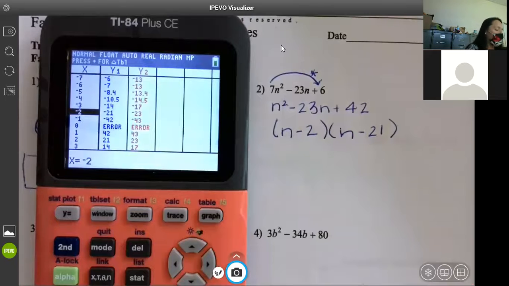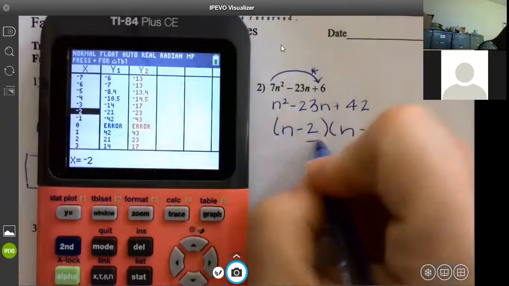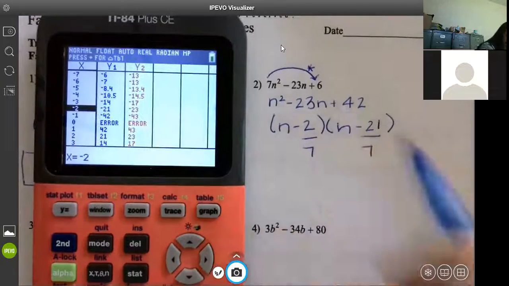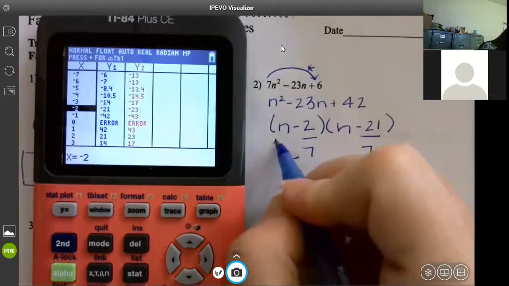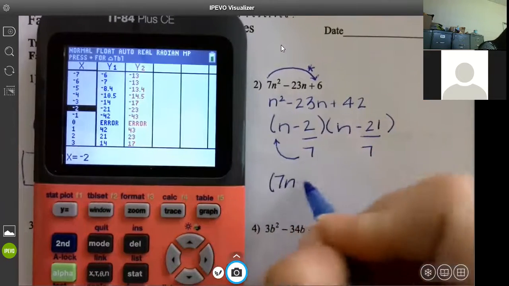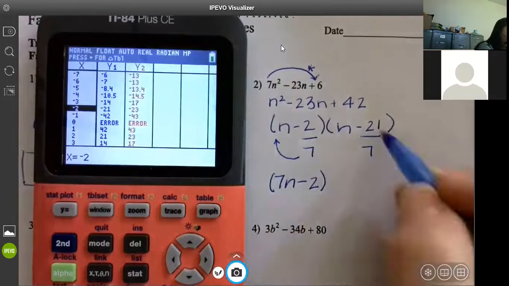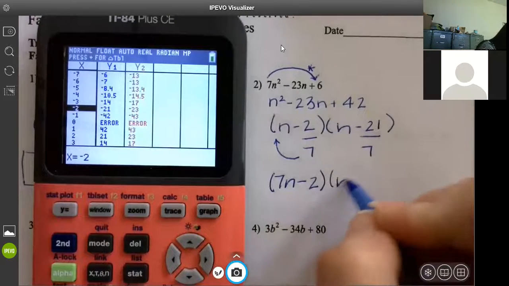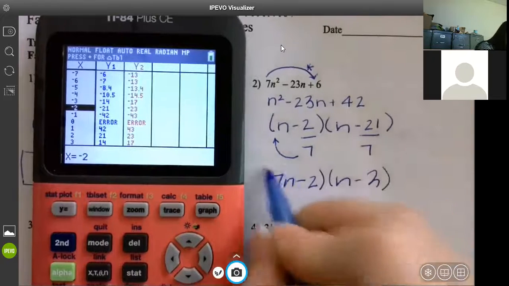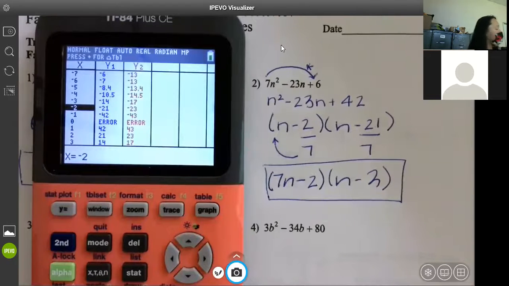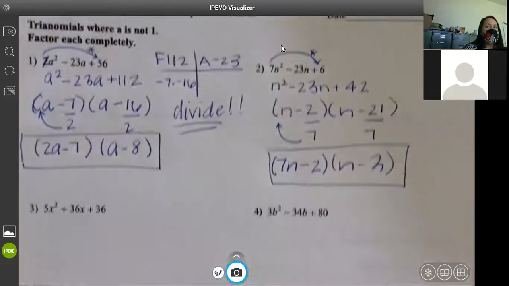Last step, what do we got to remember to do? Divide by 7. If you can't reduce it, you just move the bottom up. So our first factor is 7n minus 2. 21 divided by 7 is 3. There's your answer. That's it. Everybody good? Y'all have any calculator questions? Y'all are okay with those? All right.